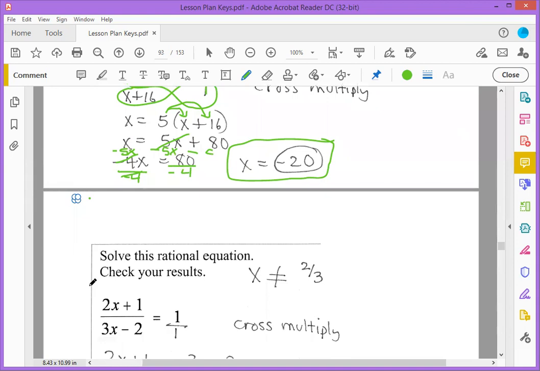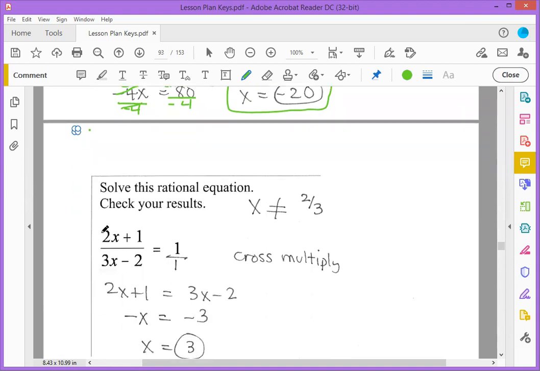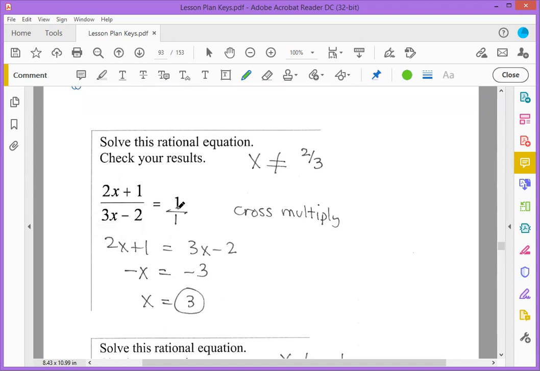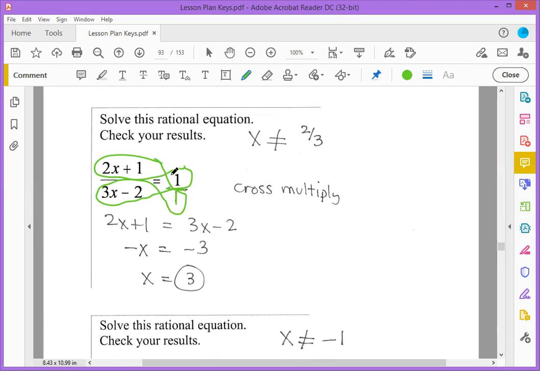All right, the next problem, we have 2x plus 1 divided by 3x minus 2, and it equals 1. But we're going to write that 1 as a fraction by placing a division bar and putting that number over 1. And then we're going to cross multiply. So 1 times 2x plus 1 gives us 2x plus 1. Carry down our equal sign. And 1 times 3x minus 2 gives us 3x minus 2 on the opposite side.